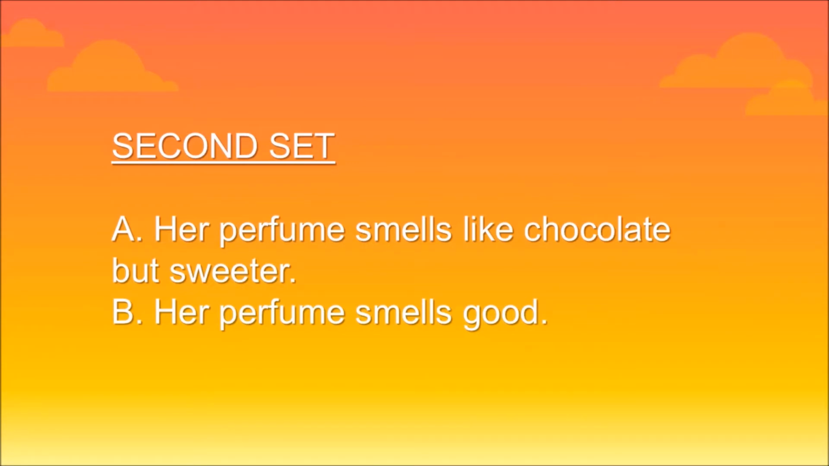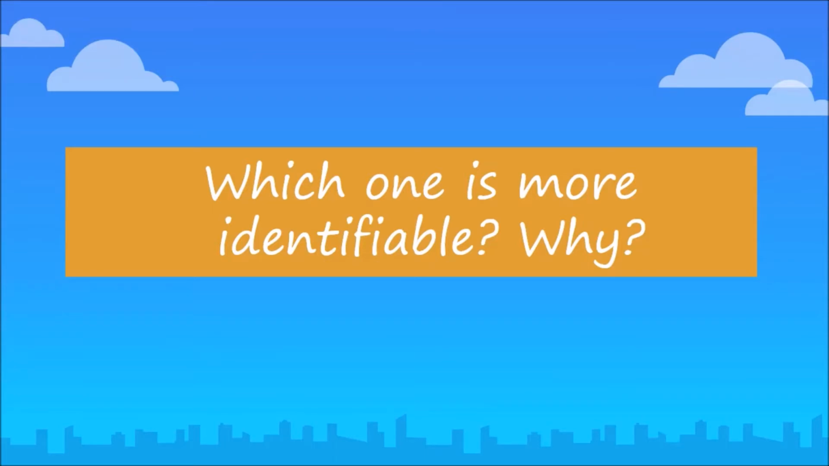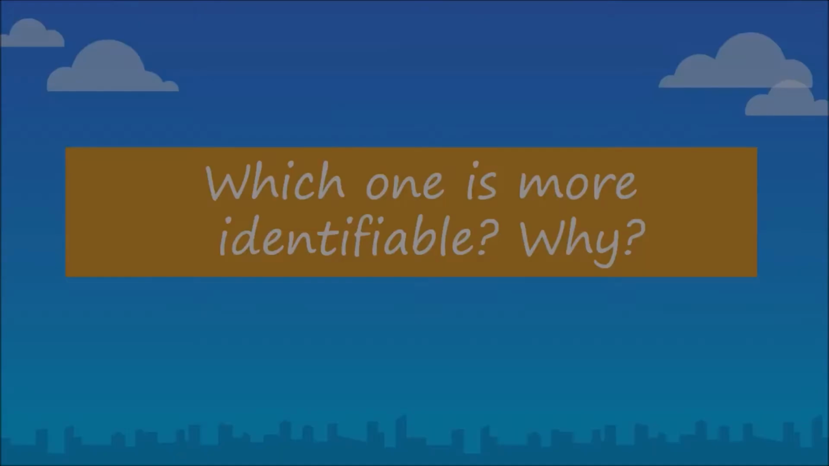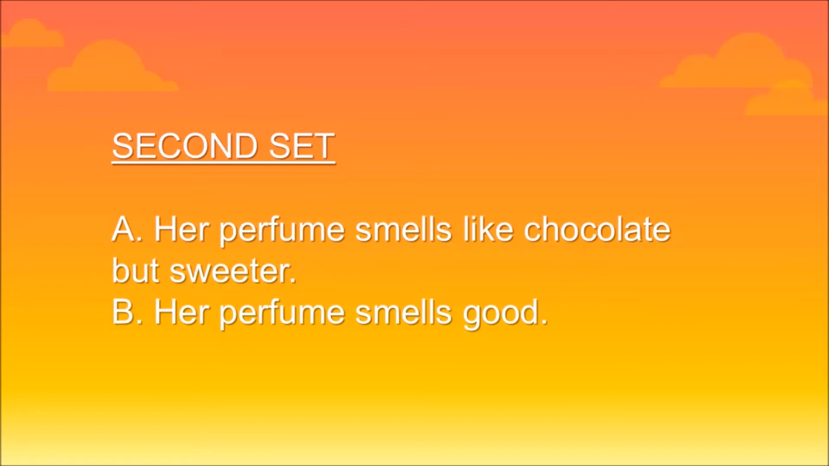We'll now go to the second set. A. Her perfume smells like chocolate but sweeter. B. Her perfume smells good. Again, the same question as I raised before. Which one is more identifiable and why? You got it right. Letter A is the right answer. Her perfume smells like chocolate, but sweeter. Now from letter B, the perfume smells good. It is further described as a smell of chocolate, but actually it's sweeter than chocolate.